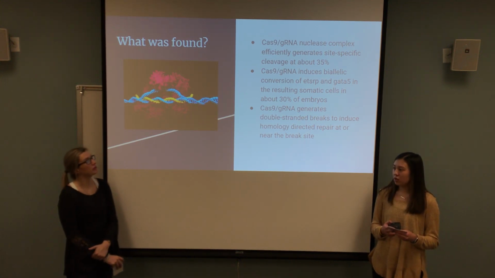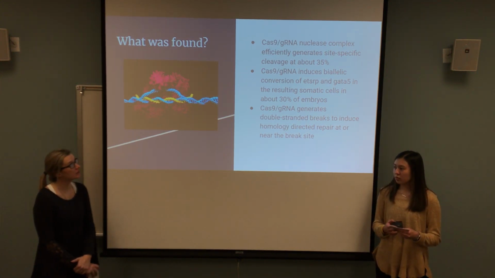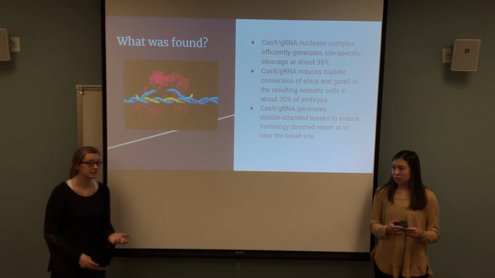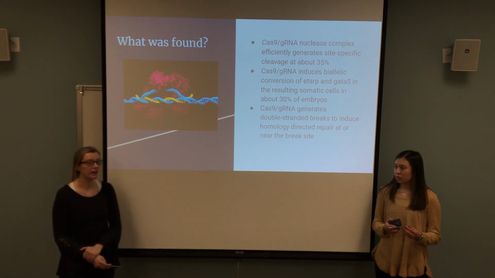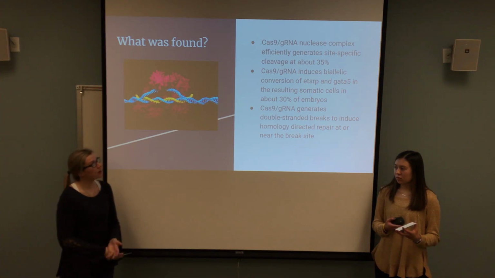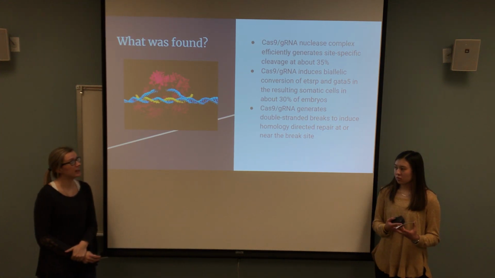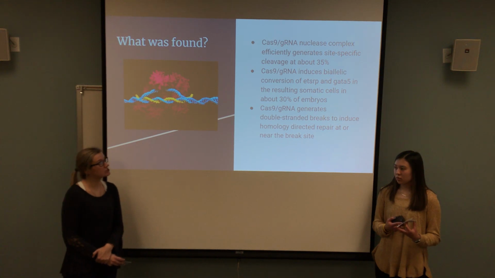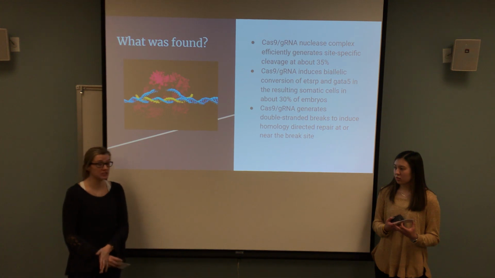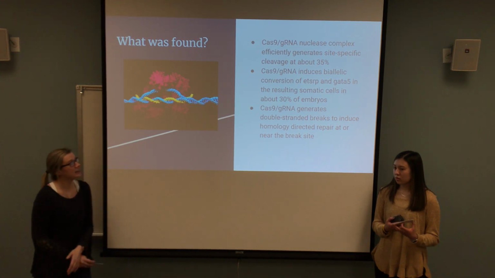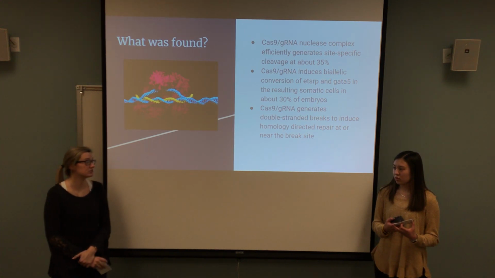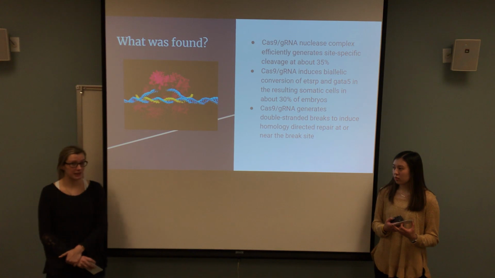In conclusion, this experiment found that the Cas9 and gRNA nuclease complex efficiently generates site-specific cleavage at about 35%, and this, of course, is when the enzyme is accompanied by other indels like ETSRP, GATA4, and GATA5. They also found that Cas9 and the gRNA induce biallelic conversions of ETSRP and GATA5 in resulting somatic cells in about 30% of embryos. And finally, they found that the Cas9 and gRNA complex generates double-stranded breaks to induce homology-directed repair at or near the break site.